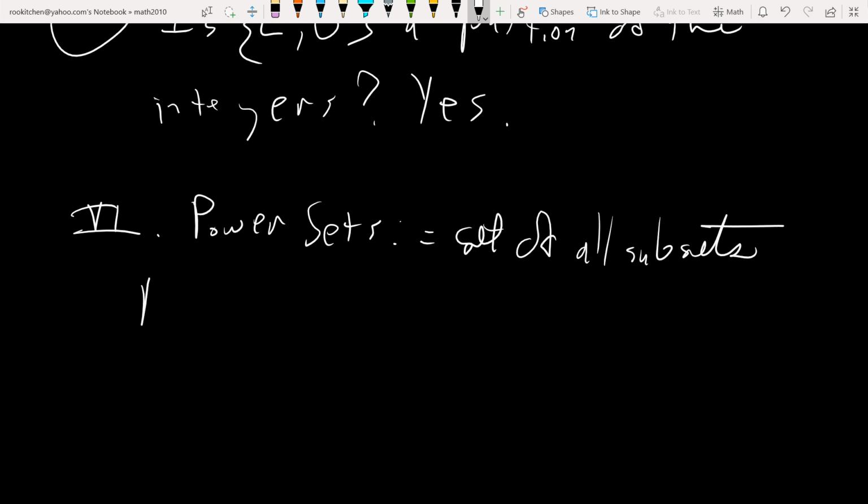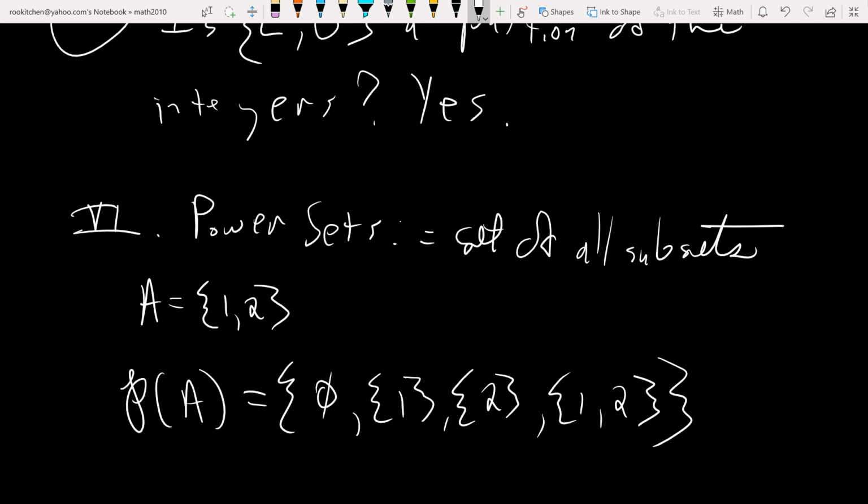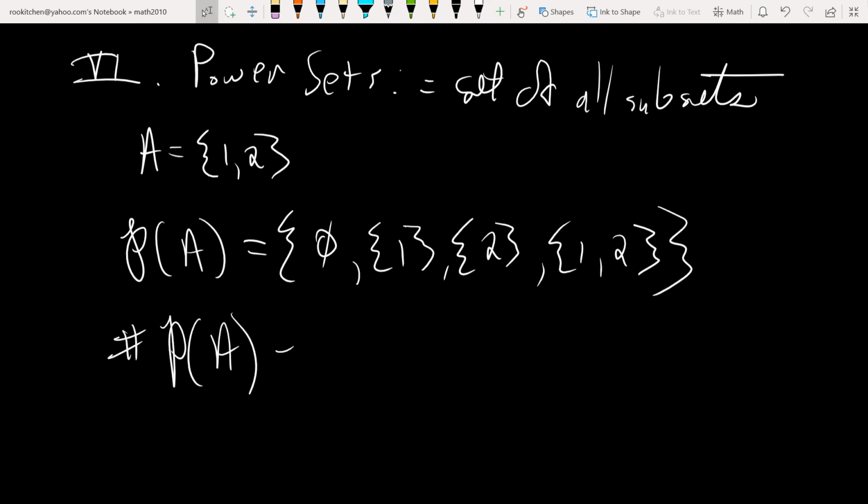Okay, so for instance, if we have the set A, which equals {1, 2}, the power set of A, which you'll write with a cursive P, is going to be the set that contains all subsets of A. So the null set is a subset of all sets, and then you have the set containing 1, and the set containing 2, and the set containing 1 and 2. Okay? And each one of those 4 sets is a subset of A.